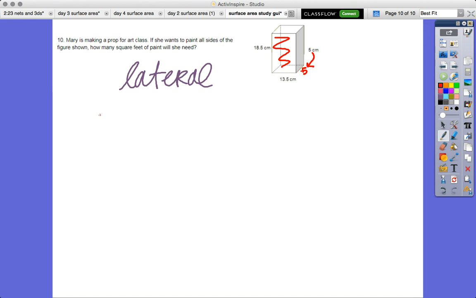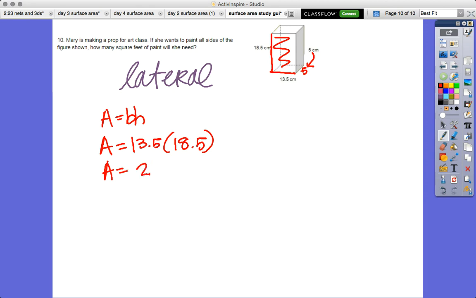So I'm going to find the front and the back. The base is 13.5 and the height is 18.5. So I'm going to say 13.5 times 18.5, which gives me 249.75. And I know that I'm going to have 2 of those faces, the front and the back.